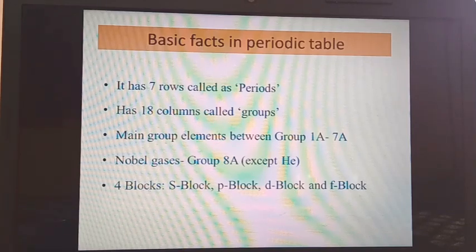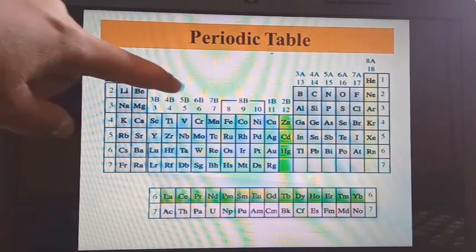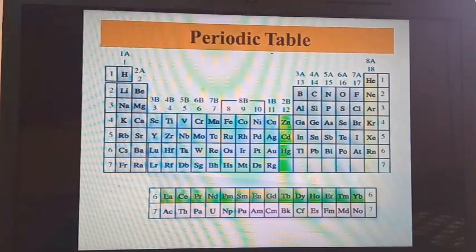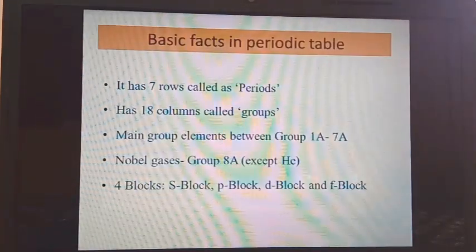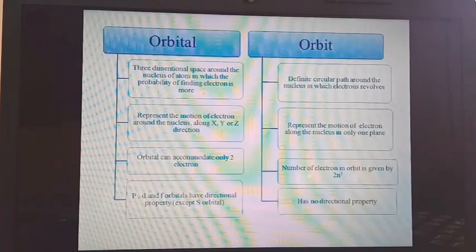Main group elements are between group 1A to 7A. There is a group of many elements, and noble gases are present in group 8A except helium, and the table also has 4 blocks, that is S, P, D and F block.